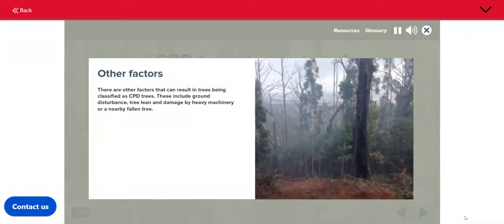There are other factors that can result in trees being classified as CPD trees. These include ground disturbance, tree lean, and damage by heavy machinery or a nearby fallen tree.